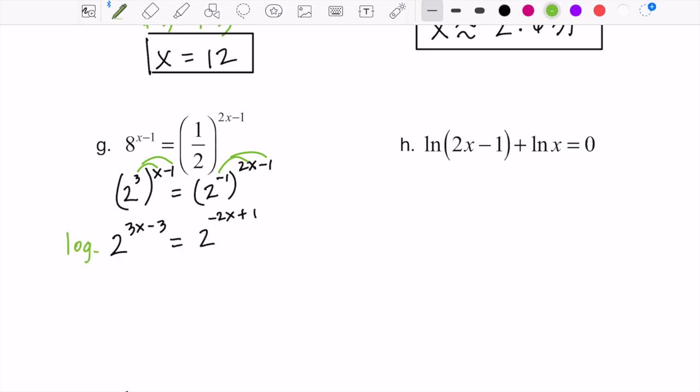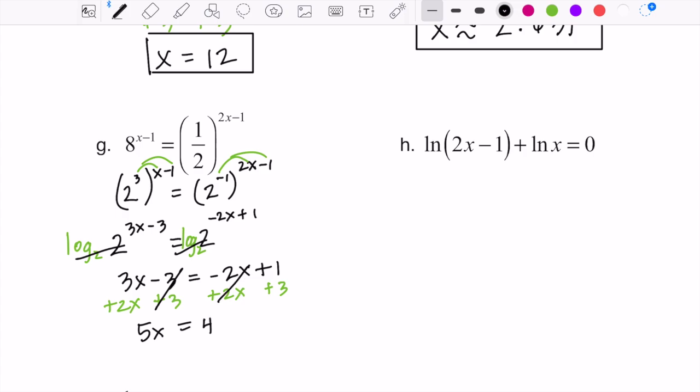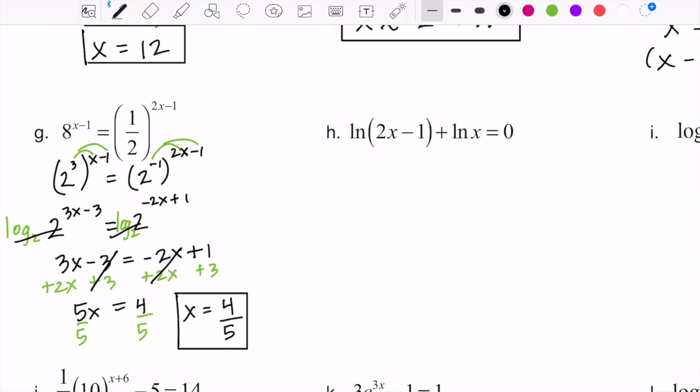Now that we have the same base, we can undo the base by taking the logarithm so that we can actually figure out what x equals. And so then from there, we're just going to get the variable on one side, and that is going to be 5x equals 4, and then we're going to divide by 5, and get x equals 4/5. Again, no need to check to see if this is an extraneous solution because the original problem is exponential, and the domain of an exponential is all real numbers.